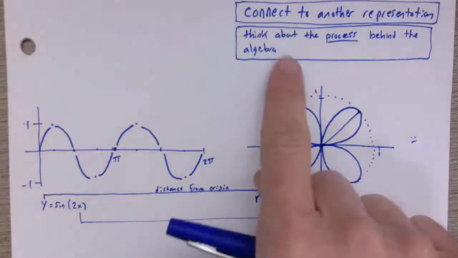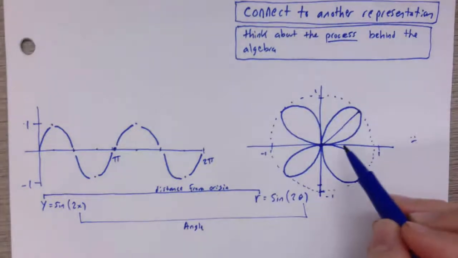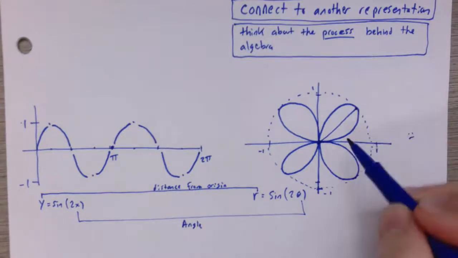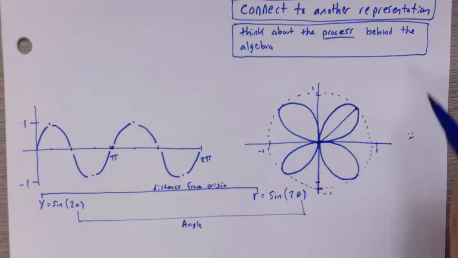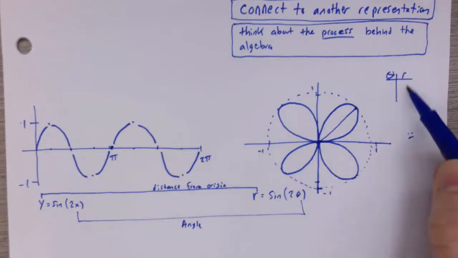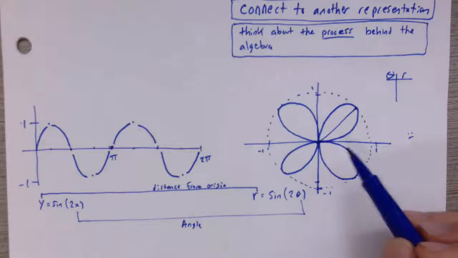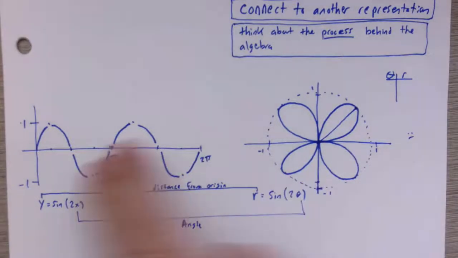So I've written that here as think about the process behind the algebra. And we'd said that the process for plotting polar was to imagine plotting individual points as your angle gets bigger. We had a data table where you start with a small angle and you make it larger, and you use the equation to figure out what the radius is. But this is telling us those values. So instead, let's make more connections.